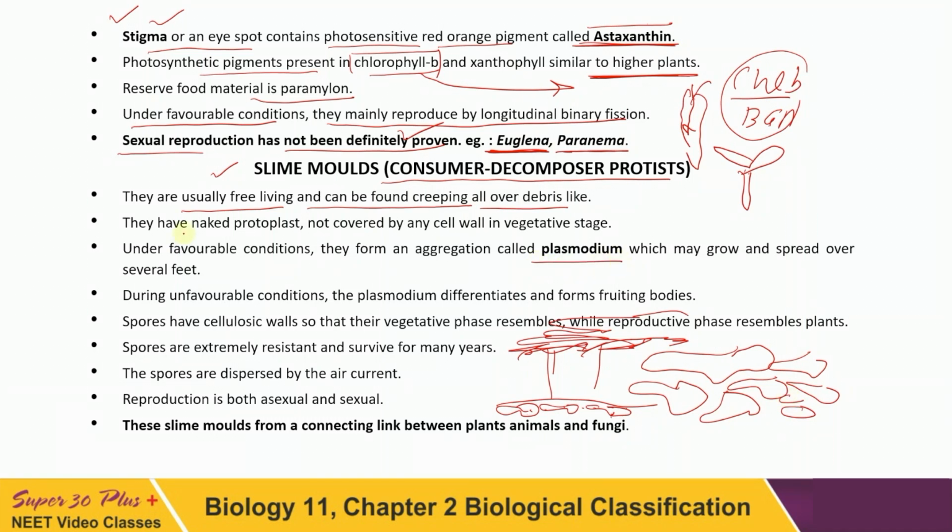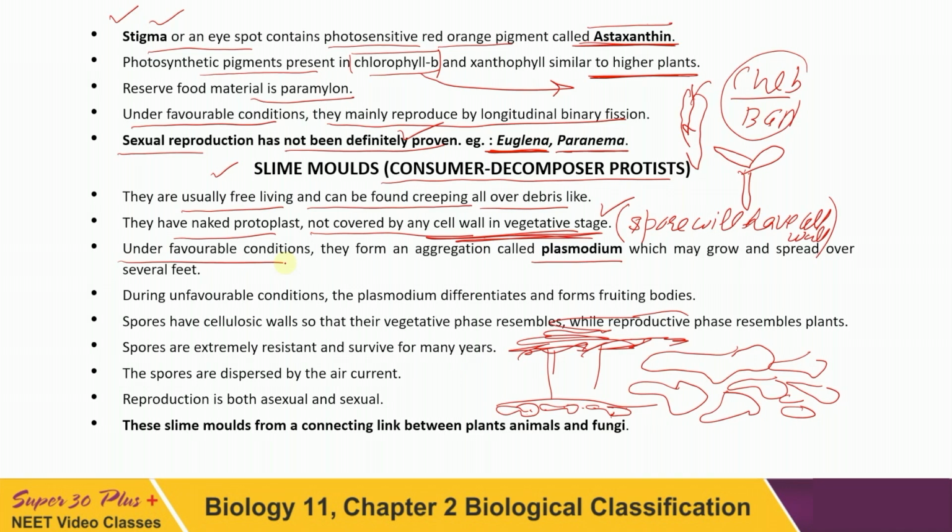Come to the point. They have naked protoplast, not covered by any cell wall in the vegetative stage. Very interesting point. In the vegetative phase they do not have a cell wall, but when they have to do reproduction, the spore will have a cell wall. Cell wall is present in the spore. Have you seen any such organism? No. Slime mold in the vegetative stage doesn't have a cell wall, while the cell wall is present in the spore. Very typical point this one is.